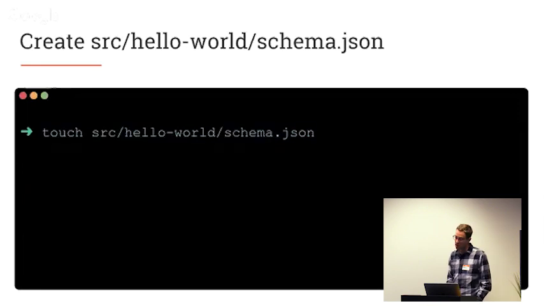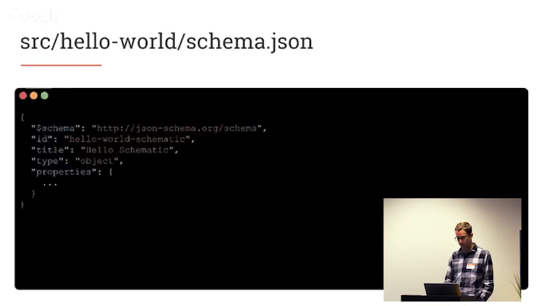Okay, let's take a quick look. Let's first create that schema.json file. And let's go and take a look at that. The first thing we're going to do is give it an ID and a title, not really super important, and a type.